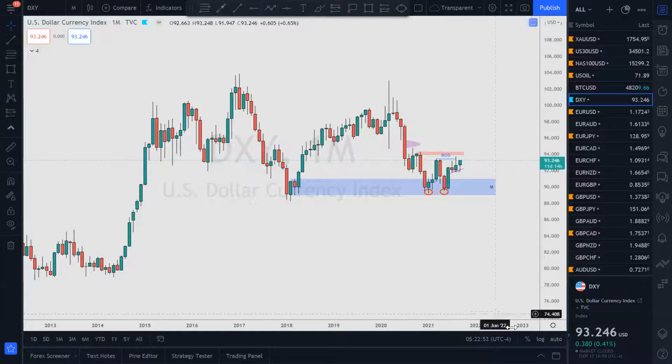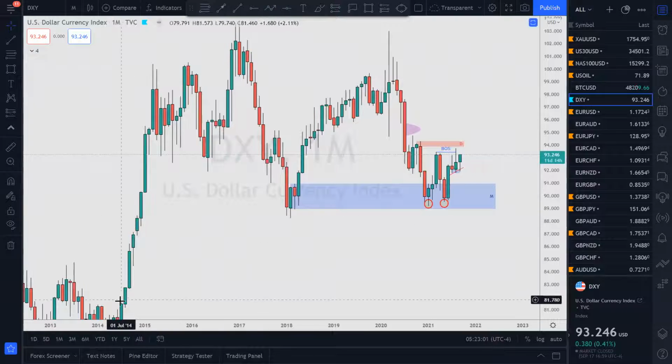All right, let's start with the Dixie. I'll tell you what I'm talking about. Let's do a top down on the Dixie. This is the monthly, what we can see. I love this impulse and how price stayed up here and made this high point here.